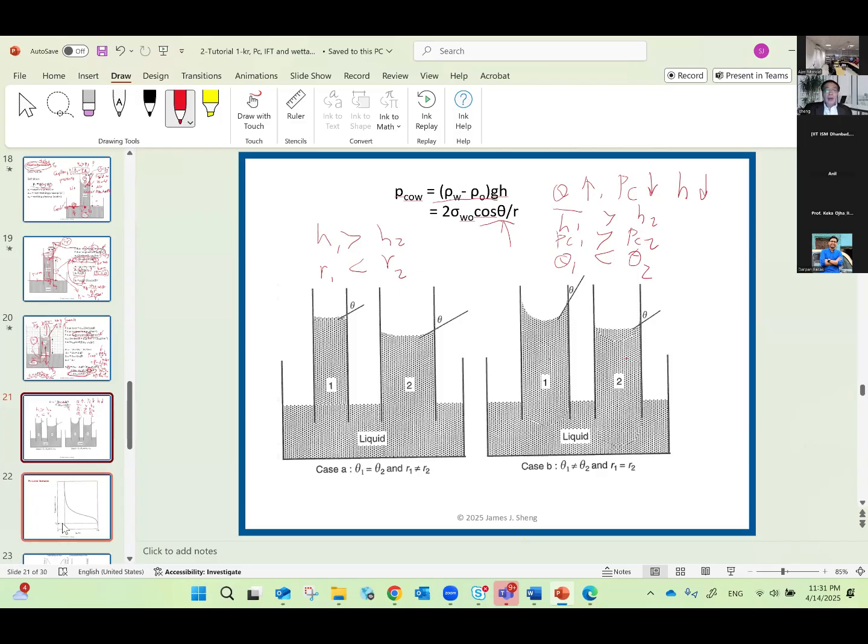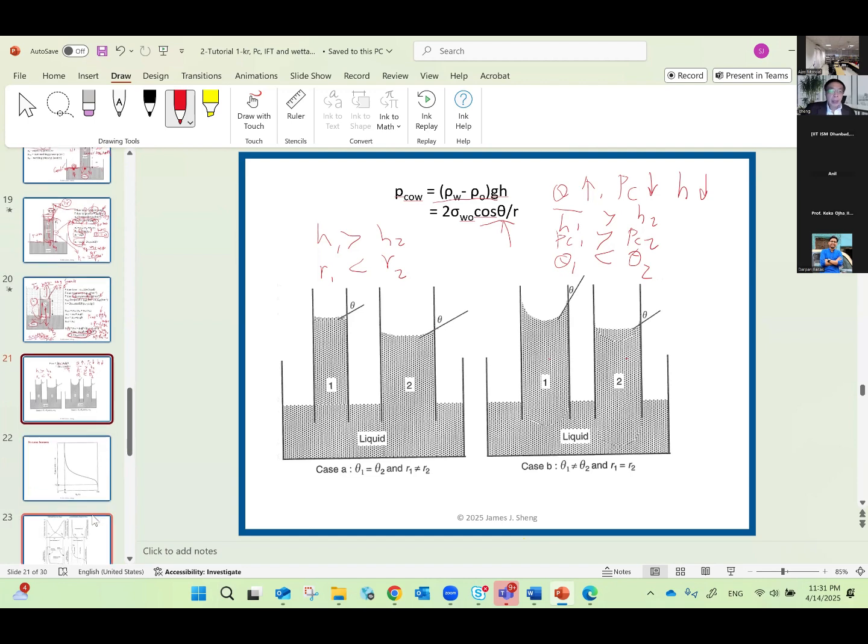Okay. All right. So we just described how capillary pressure changes with interfacial tension, pore radius, and contact angle. And from this description, we can see that at different locations, the water height will be different. So now let me show you something schematically.